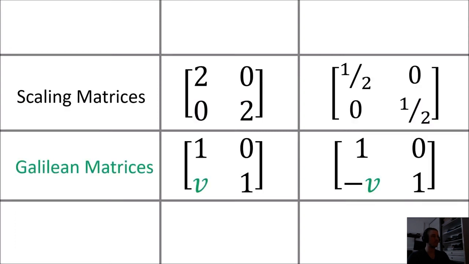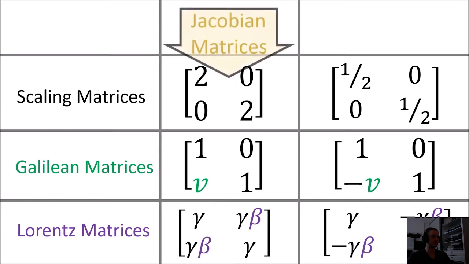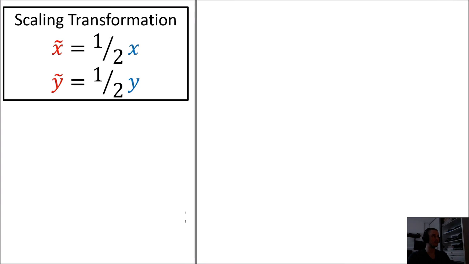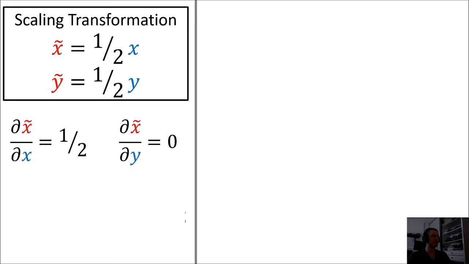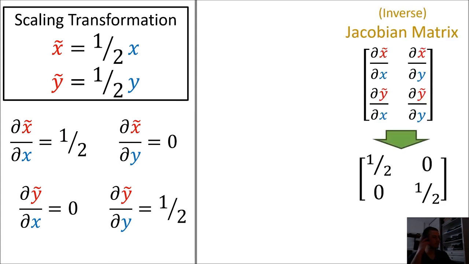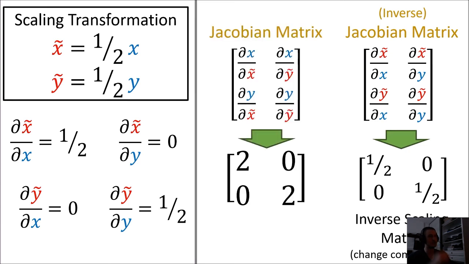It's worth noting that all the transformation matrices we've seen so far in this series, including scaling matrices, Galilean matrices, and Lorentz matrices, are all examples of Jacobian and inverse Jacobian matrices. If we look at the scaling example and rescale the coordinates x, y to be half as big to get x tilde and y tilde, then the partial derivatives end up being 1/2, 0, 0, and 1/2. These form the entries of the inverse Jacobian matrix, which is just the matrix used to transform the vector components. The Jacobian matrix is the inverse of this, a matrix of 2's along the main diagonal, and is used to transform the basis vectors to be twice as big.